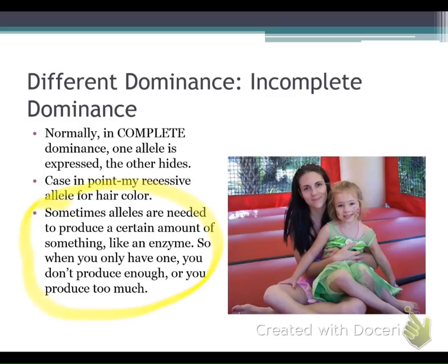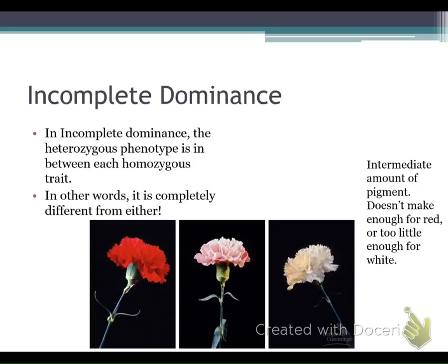So when you don't have enough, you don't produce enough, and then you wind up with this in-between color. Unlike with hair color, that doesn't happen. Alright, incomplete dominance. In genetics, I'm going to show you how to write it. You're going to erase slide 4 and you're going to put this with slide 5, which is your new slide.